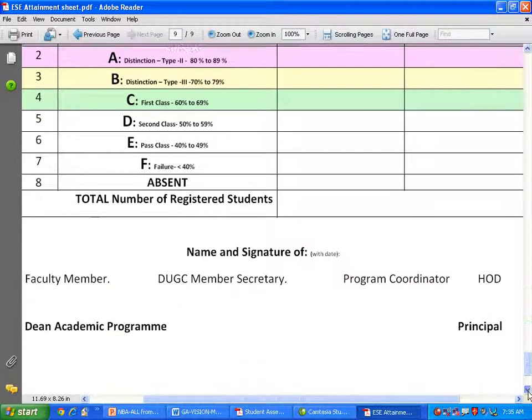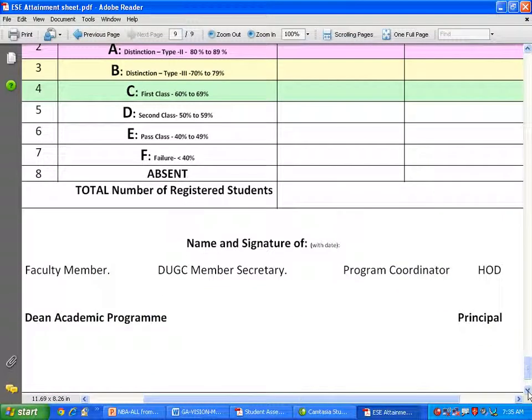And the report ends with the signature of all the people. This is a simple prototype. You are free to add any dimensions, delete any dimensions. If you make any changes, make it a point to inform me also.